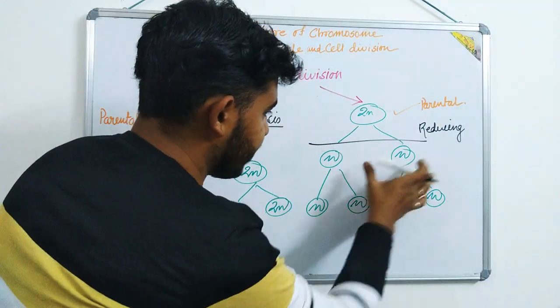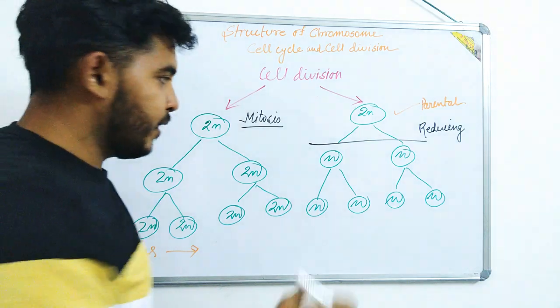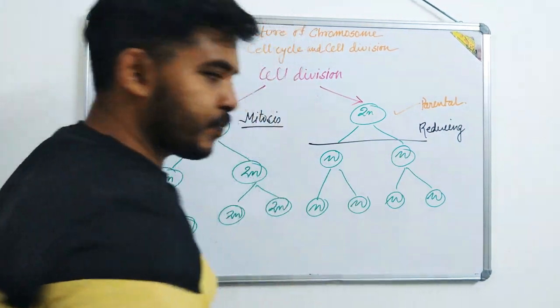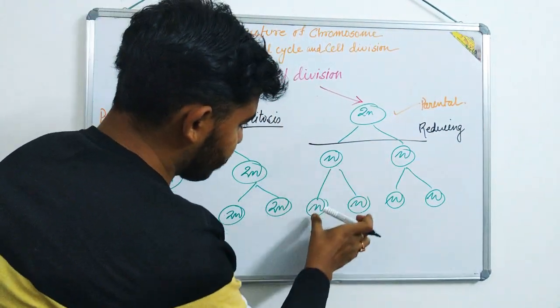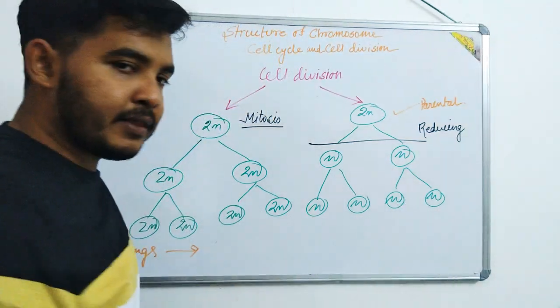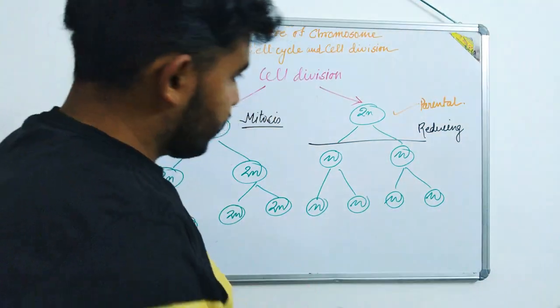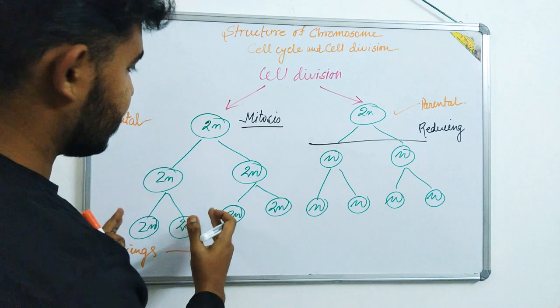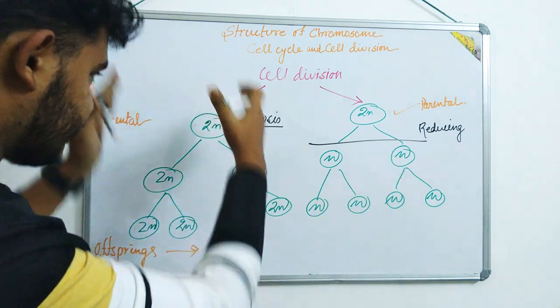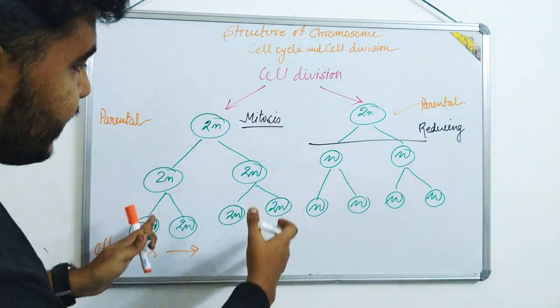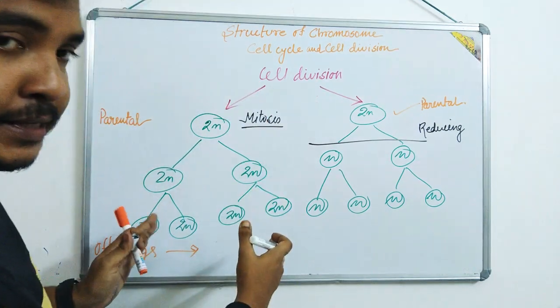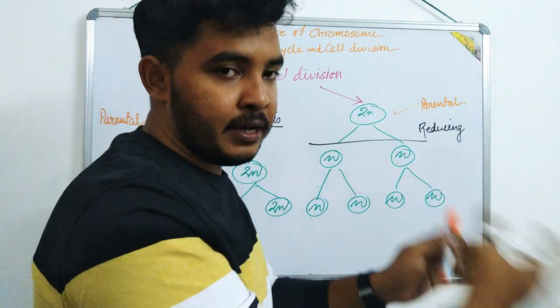Now look, in the next steps it is again the same. If you take this n, you can see in the next offspring they are all n and n. They are just the same. So what happened if you compare this to this one? In the mitosis case, the number of chromosomes remains the same. Here the number of chromosomes is getting reduced.